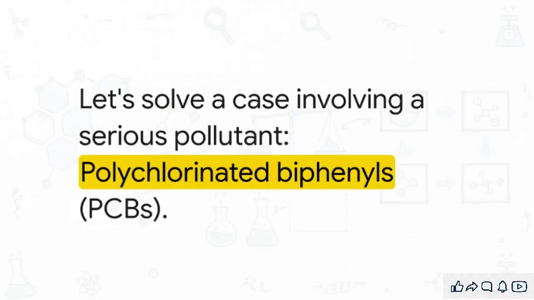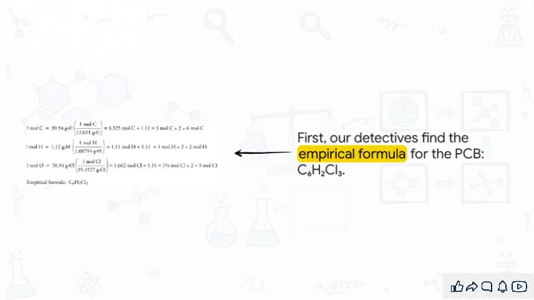Okay, let's solve one last case. This one involves a pretty serious environmental pollutant, polychlorinated biphenyls, better known as PCBs. So we've got the percentages for carbon, hydrogen, and chlorine. And this time, we also have that final critical clue. The total molecular mass is 360.88.